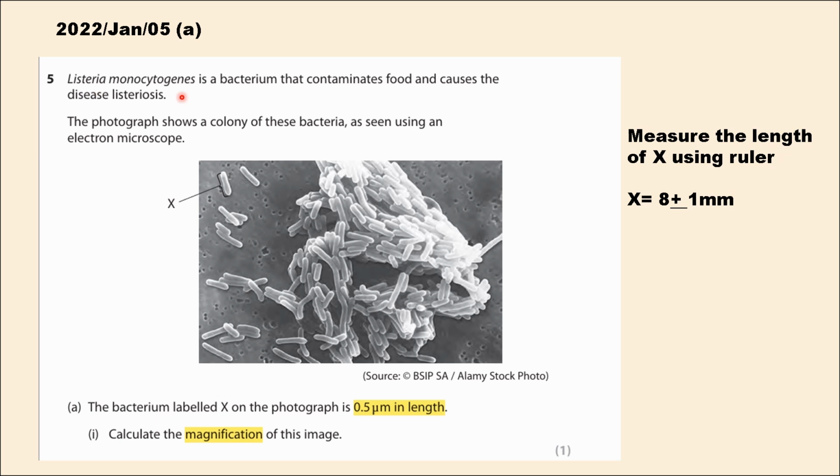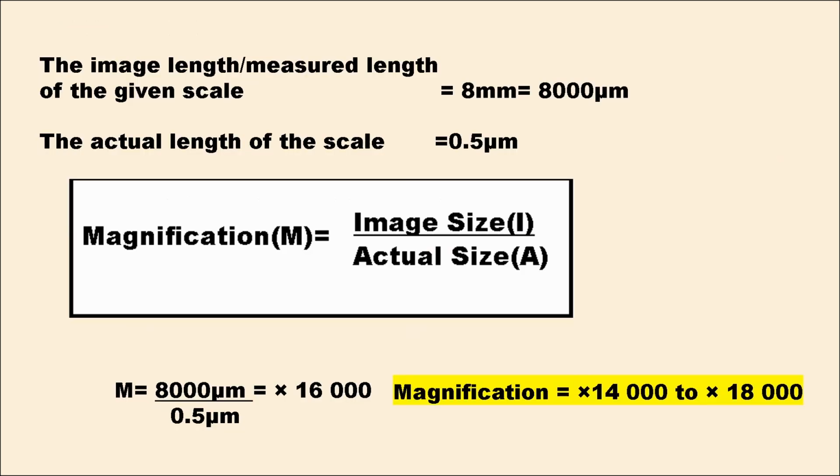We will be moving to the next question. It's from the 2022 January paper and it's about a bacteria called Listeria monocytogenes, which are very small in size, around 0.5 micrometer in length. And in this question, they have asked you to find out the magnification first. So you can find out the magnification through this and it's about 16,000 times.